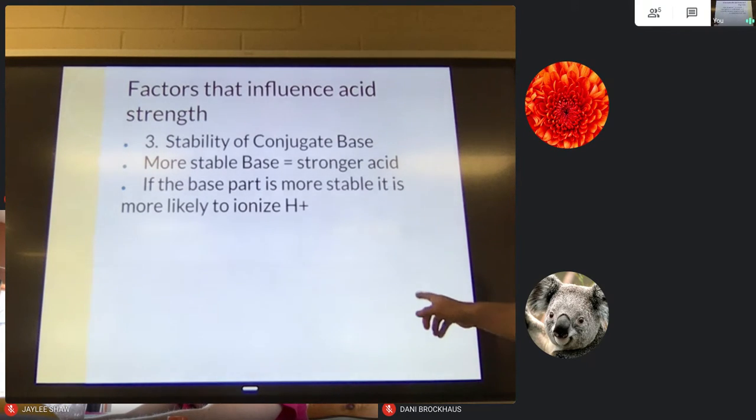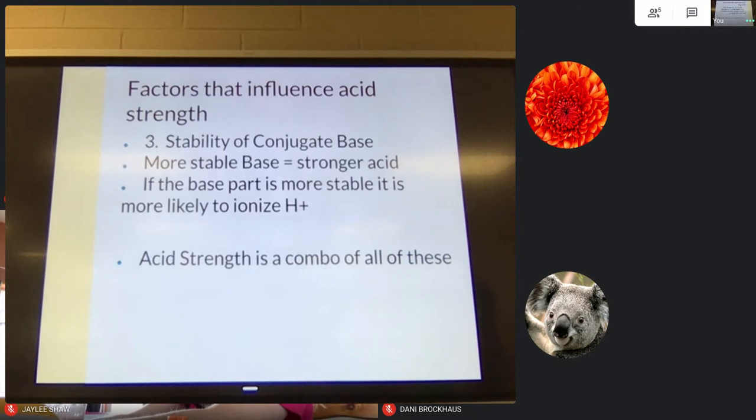Acid strength is a combination of all three of these things. Typically, if you are a binary acid, two things, it's the first two things that matter. And if you're one of those big ones that have oxygen, we call those oxyacids, it's this third thing that determines the strength. All right? Are there any questions about what just happened there?